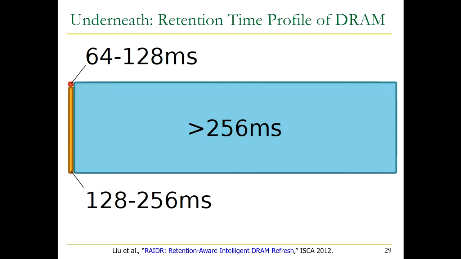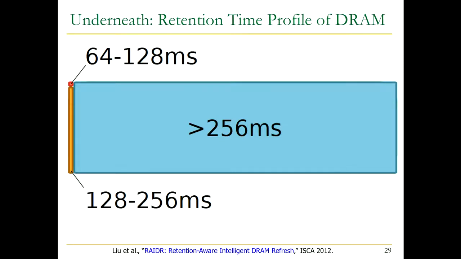There are only a very, very small fraction of rows, and I'll give you the exact number, in a 32 gigabyte system, only 30 rows, 30 times 8 kilobytes, 240 kilobytes, that need to be refreshed every 64 milliseconds. Everything else, ignore this part for now, you can refresh every 256 milliseconds. Which means that if you can somehow figure this out and expose it, you can cut your refresh rate by almost 4x. You can eliminate 75% of the refreshes.